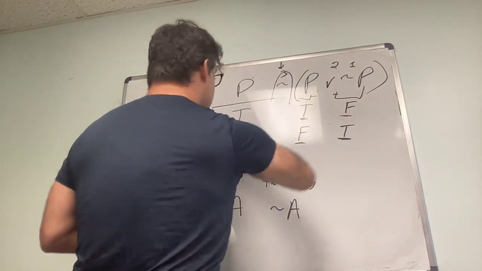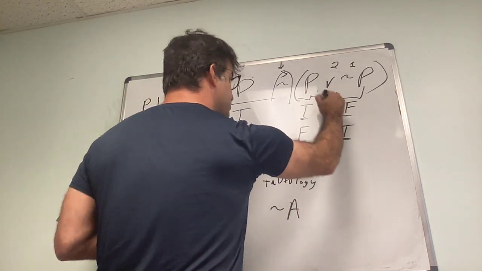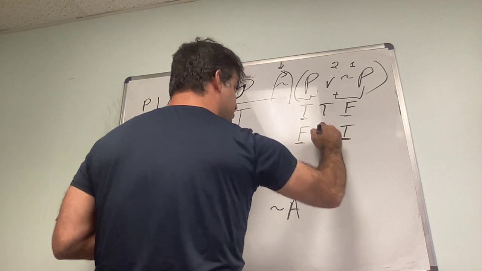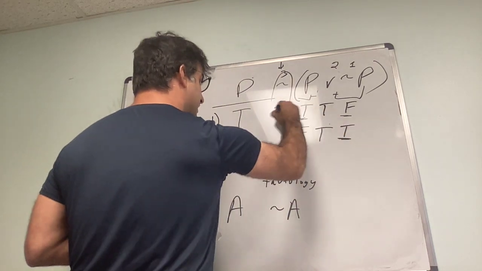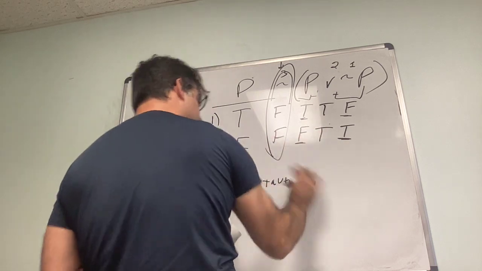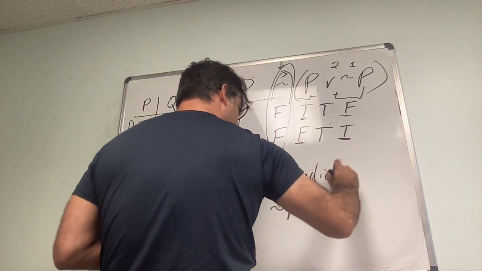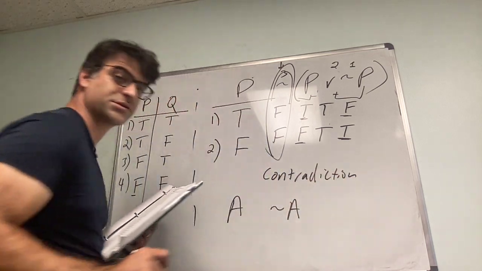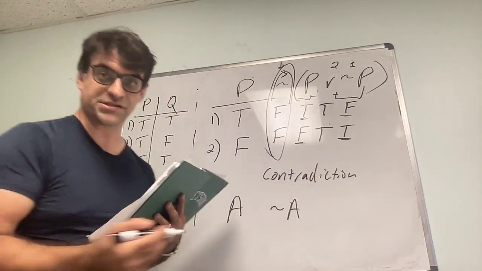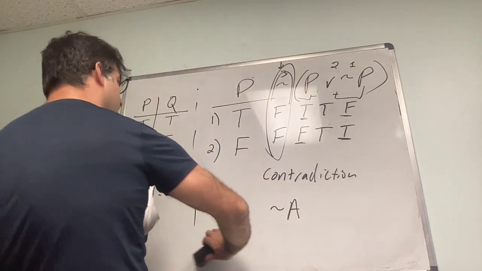When P is true, not P is false. When P is false, not P is true. But here we get T or F, which is true, and F or T, which is true. And so each time when we negate it, it turns out false. So here we have the negation of a tautology, which is a contradiction. False in every row. False in every scenario. False no matter what. All right, let's work a couple more.